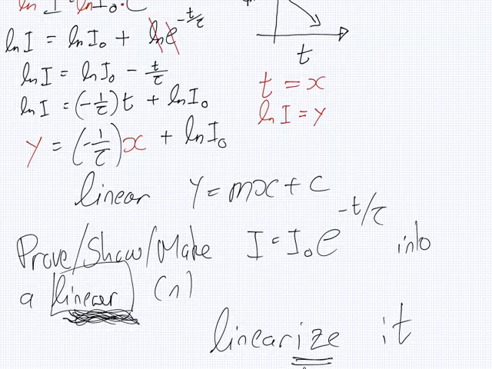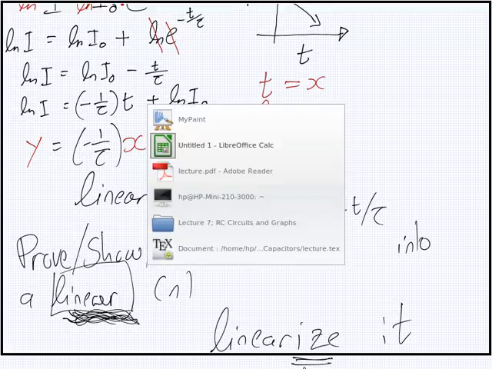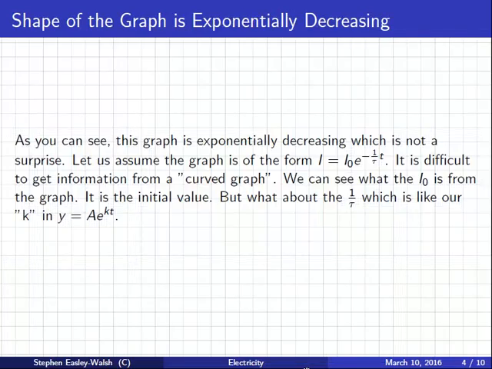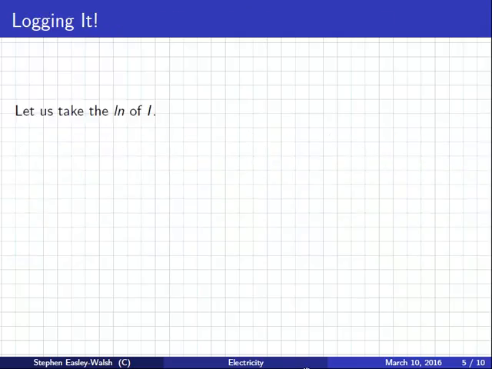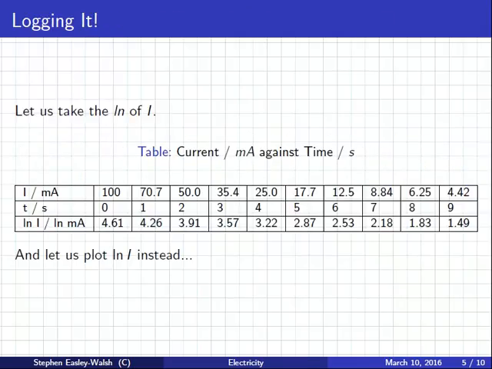Okay, so can I continue? I've already taken the log. I've made the log of the I. And then when I plot it, what graph did I get? A straight line, a linear graph. And you notice how it's linear now.